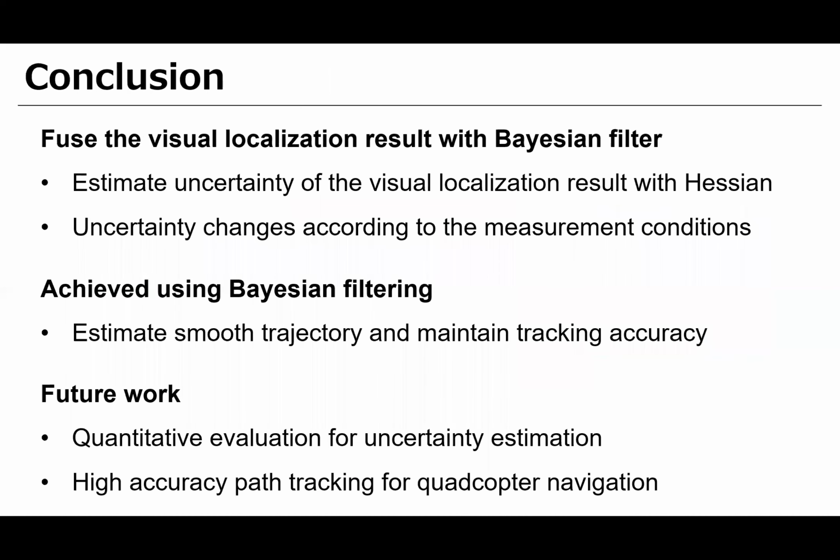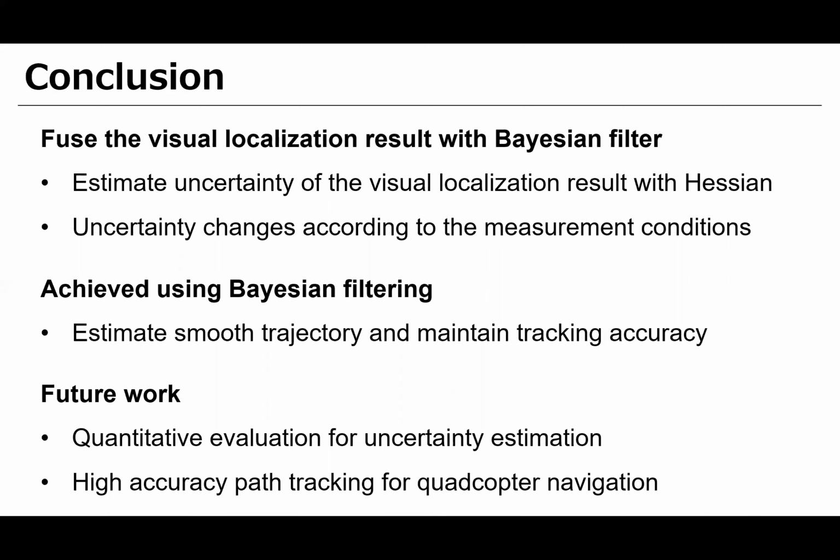Let me conclude this work. We presented the fusion method of optimization-based visual localization with inertia-based localization using the Kalman filter. To achieve the fusion, we presented the uncertainty estimation method for the visual localization results. To estimate the uncertainty, the Hessian matrix, which is used in the optimization process, is utilized.